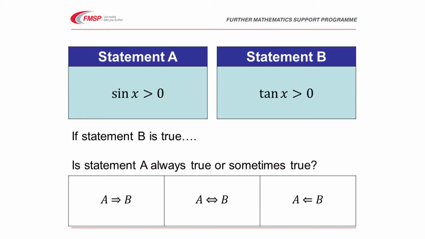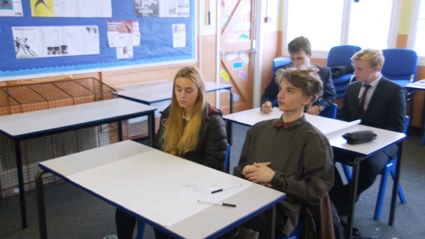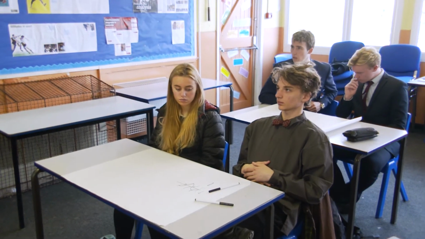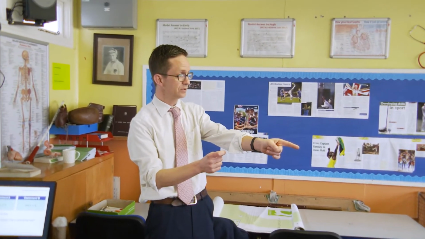Could someone just give me an example of a value of X where sine of X is bigger than 0 and tan of X is bigger than 0? 45 degrees, brilliant. But is it always true? You can give me an example where sine of X is bigger than 0, but tan of X is not bigger than 0. 100 degrees. Brilliant. So anything basically that's bigger than 90, but less than 180. Spot on, absolutely brilliant.